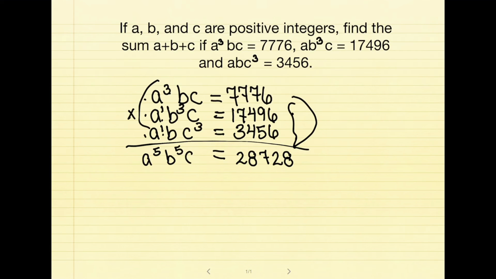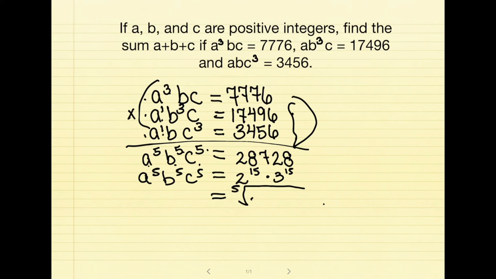I can cover that in another video. So there we have it. We have a to the power of 5, b to the power of 5, c to the power of 5. All right. Then what we're going to do next is prime factor this side. So that's going to be equal to 2 to the power of 15 times 3 to the power of 15. And then this side's still going to be the same. There we go. And then we are going to do this to both sides.